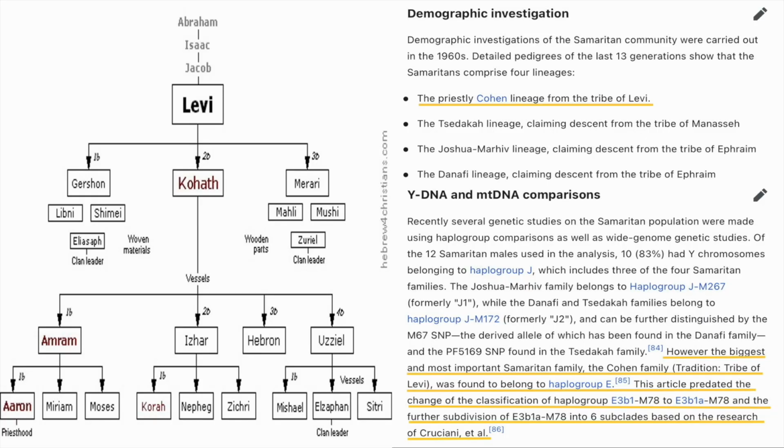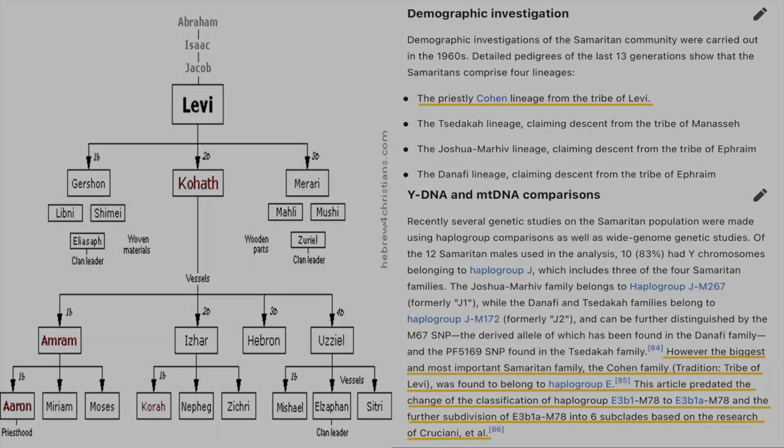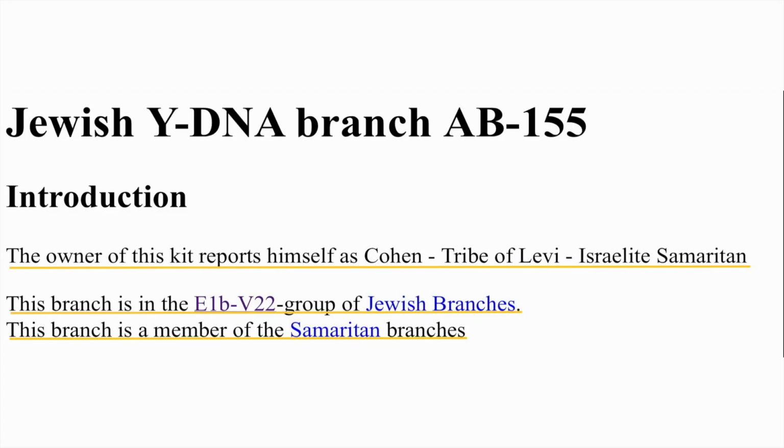Now for the Levites. The priestly Kohen lineage from the tribe of Levi, the biggest and most important Samaritan family, the Kohen family, tradition, tribe of Levi, was found to belong to haplogroup E. This article predated the change of the classification of haplogroup E3b1-M78 to E3b1a-M78, and the further subdivision of E3b1a-M78 into 6 subclades based on the research of Cruciani et al. And according to JewishDNA.net, it says, the owner of this kit reports himself as Kohen, tribe of Levi, Israelite Samaritan.